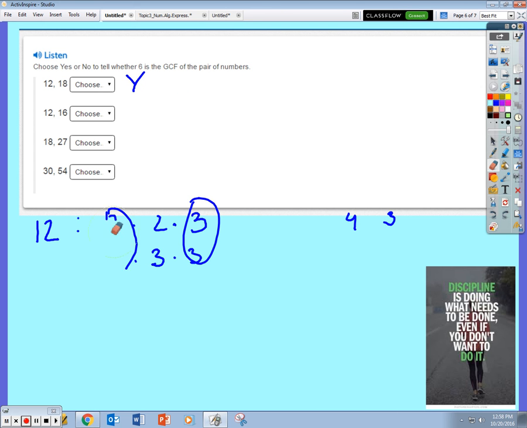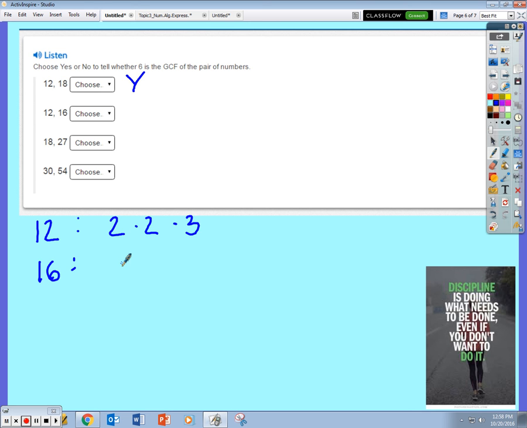The next one is 12 and 16. Well, we already knew that 12 was 2 times 2 times 3. Well, 16 is 4 times 4, which is 2 times 2 times 2 times 2. Pair of 2s, nothing else in common. Hey, wait, their GCF is 4, not 6. I go to the next one, 18 and 27. Well, the first thing I notice is 27 is an odd number. So 6 doesn't go into any odd numbers, so this has to be a no.